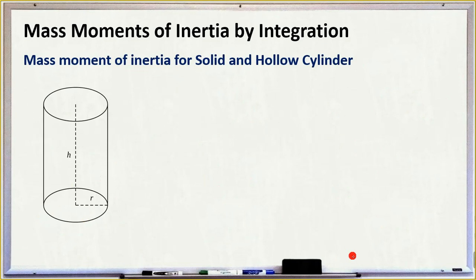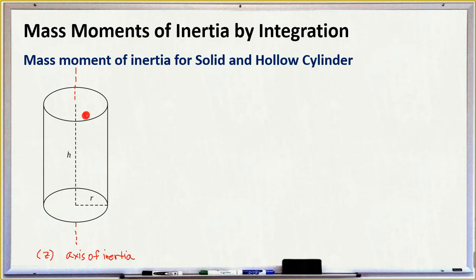We're going to formulate a formula for the mass moment of inertia for both solid and hollow cylinder. So let's start with the solid cylinder. On the figure, we have a solid cylinder with height h and r as its radius. So again, the geometric center, we're going to consider this one as the axis of inertia. This is also known as the z-axis.